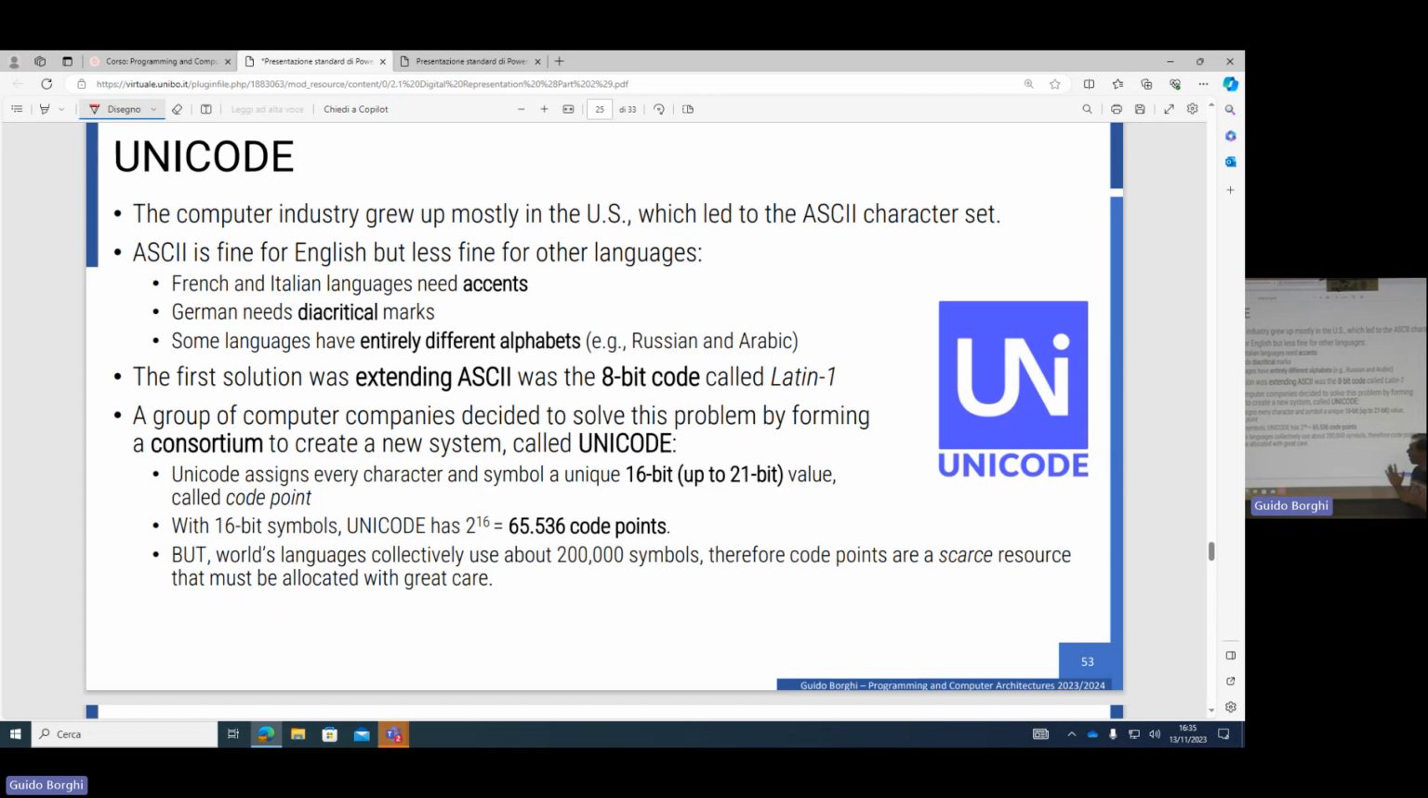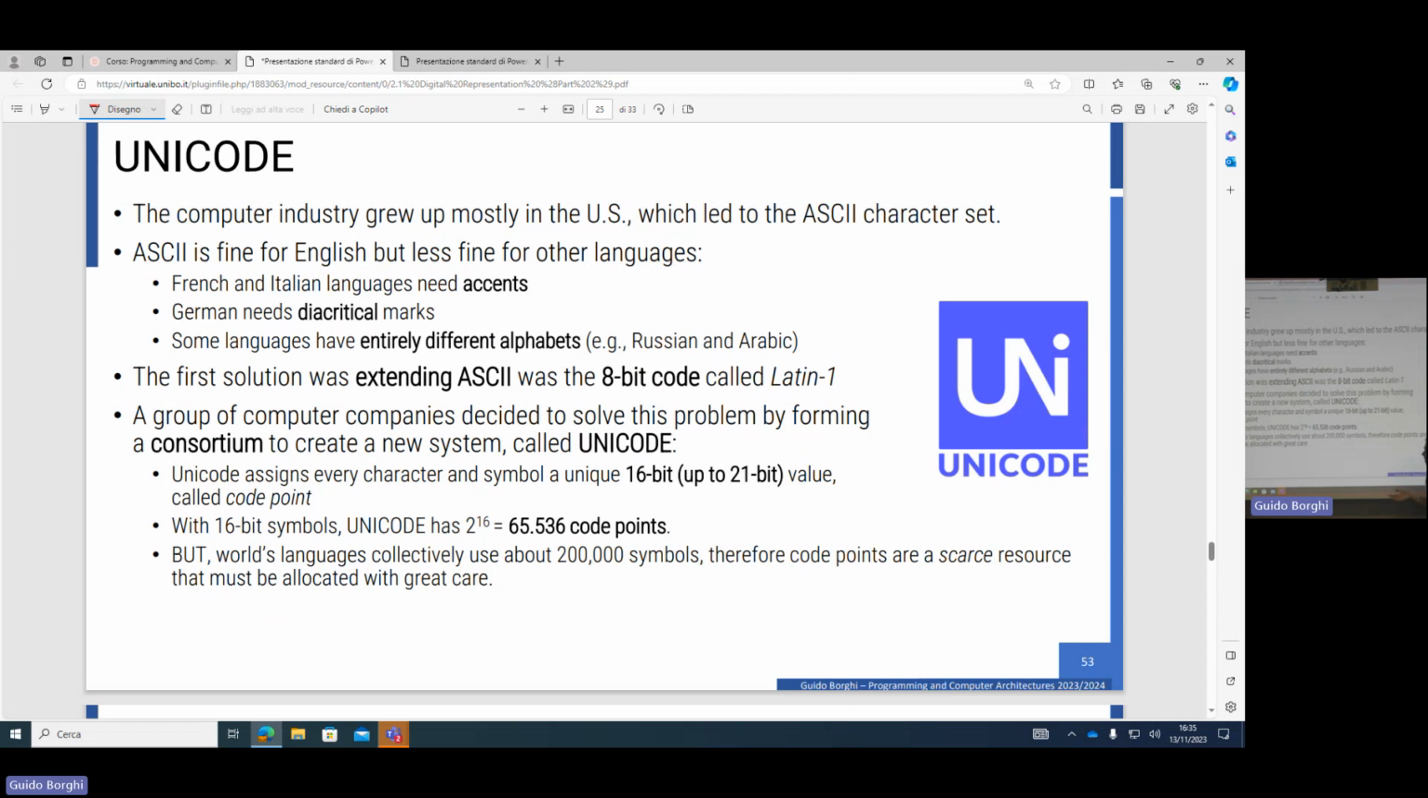So around 65,000 different code points. Code points stand for the single characters that we have in Unicode.